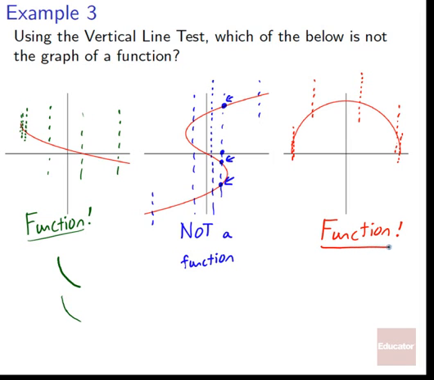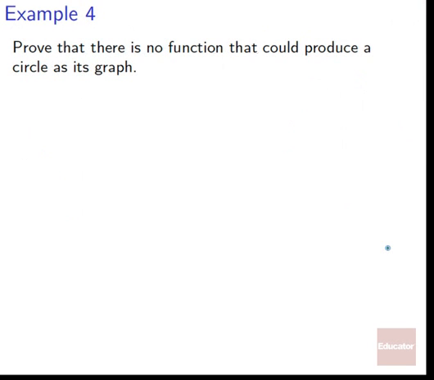Great, that's how we use the vertical line test. Just drop vertical lines, and if there's any place where it cuts the graph more than once, where it clearly cuts the graph more than once, then it is not a function. If we can drop vertical lines everywhere and it would never cut the function more than once, then boom, it is a function. Final example, prove that there is no function that could produce a circle as its graph.